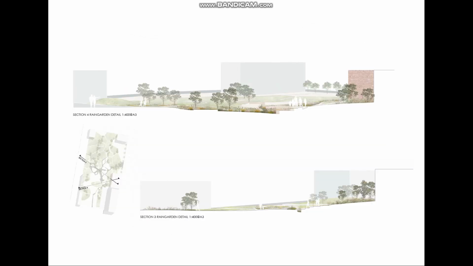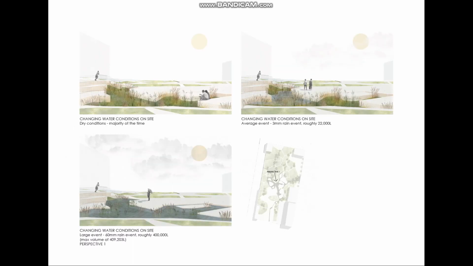These sections show a zoomed-in area of the rain garden, illustrating the ephemeral wetland species such as emu grass, billabong rushes, curly sedges, and knobbly club rushes that will be planted throughout the rain garden. And this is how the rain garden responds to the changing water volumes on site.